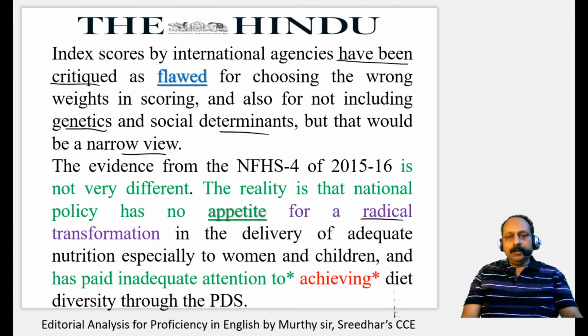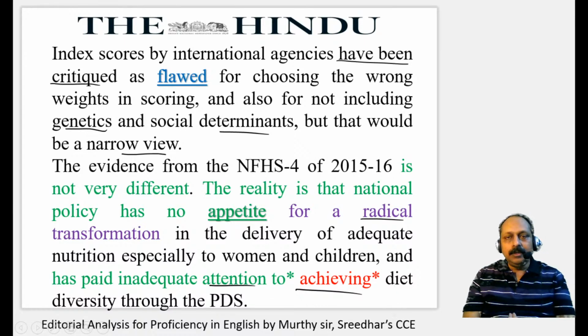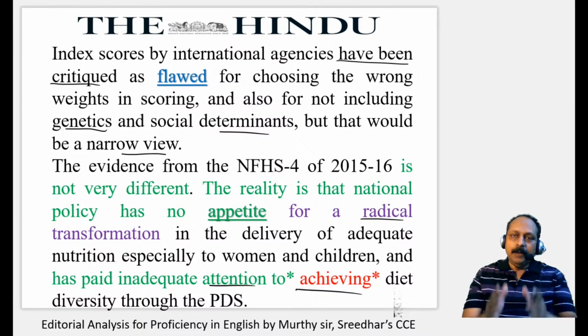A lengthy sentence. The reality is that national policy has no appetite, no desire, for a radical, complete transformation in the delivery of adequate nutrition, especially to women and children. Both are very important, two important groups, one women and the other children, and has paid inadequate attention, present perfect tense, to achieving diet diversity through the PDS. You may ask, sir, why this word achieving, an easy word in red, and why that star mark? Usually I tell students, when it comes to English, don't have fixed ideas. English has rules, English has exceptions. If you have fixed ideas, you will get into trouble and you may lose marks.